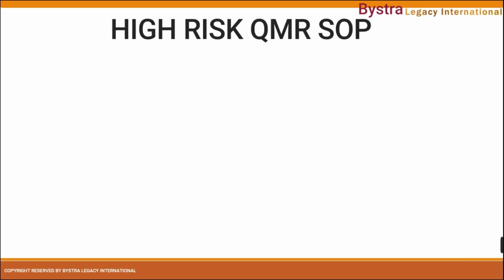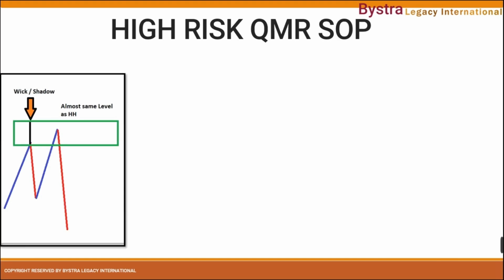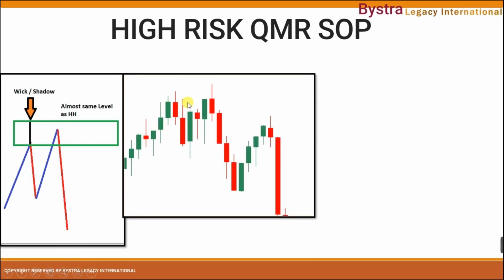Alright, let's look at some of the high risk QMR SOP. The first one is this. You can see here that the wick, or the shadow, of the left shoulder is almost the same level as the higher high, or even higher than the higher high. If we look at this sample, this is how it looks. You see this wick here? We do not want this wick to be above our higher high. It is very high risk.